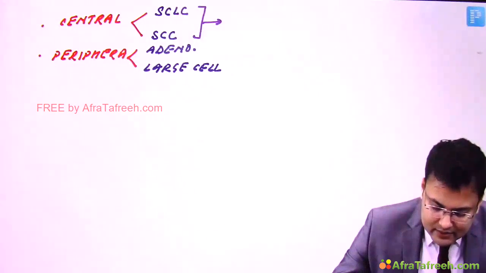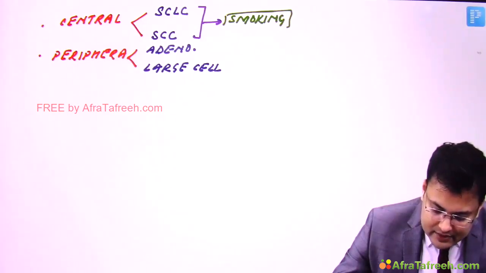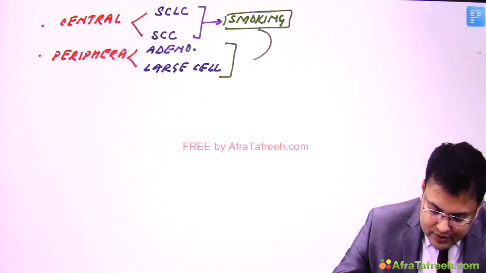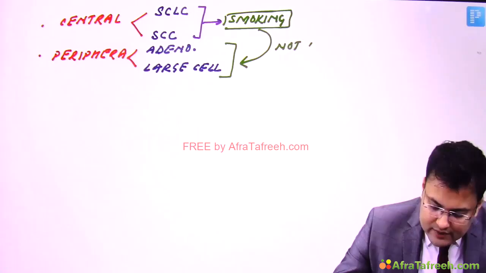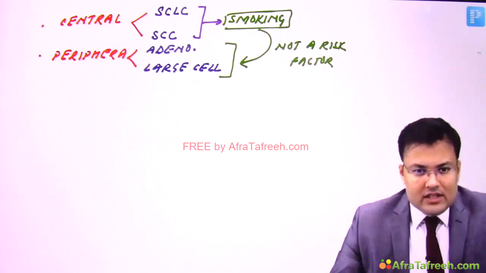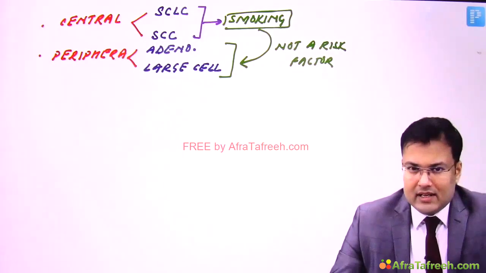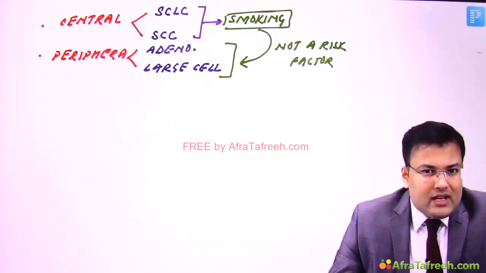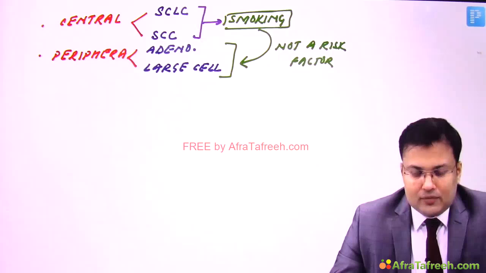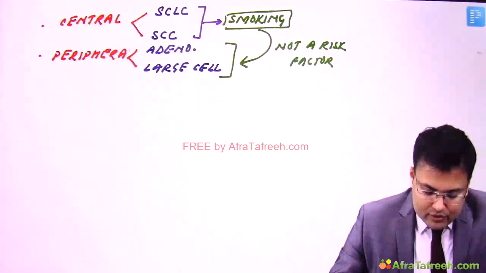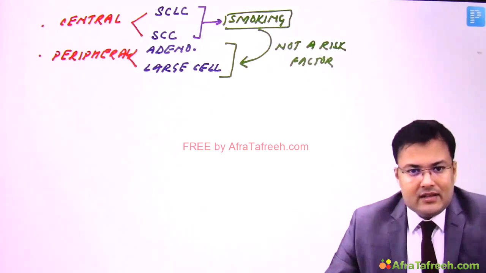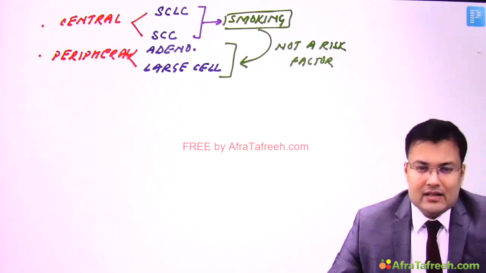Now see, for central tumors, smoking is a risk factor. Clear? But for peripheral tumor, smoking is generally not a risk factor. Generally, central tumors are small cell lung cancer and squamous cell carcinoma, but squamous cell carcinoma can be peripheral also, right? And generally peripheral cancers are adenocarcinoma and large cell cancer.